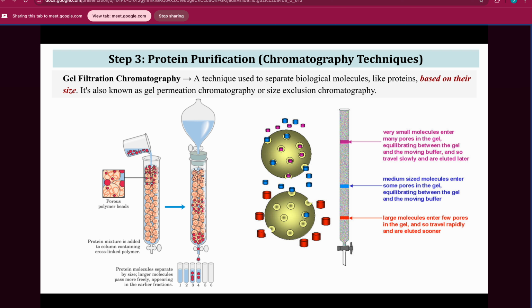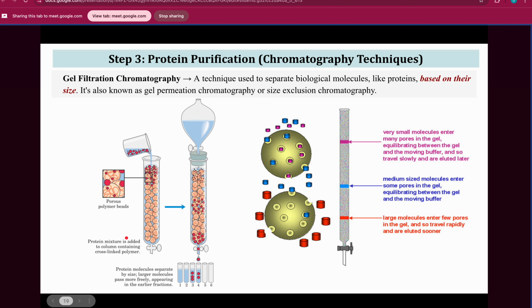Now if a greater concentration of protein is obtained, our next step is to purify that protein so that we can go for the crystallization step. In purification, we use different chromatographic techniques. One such technique is gel filtration chromatography, also known as size exclusion chromatography, because the separation of different molecules is based on size. Another name is gel permeation chromatography.